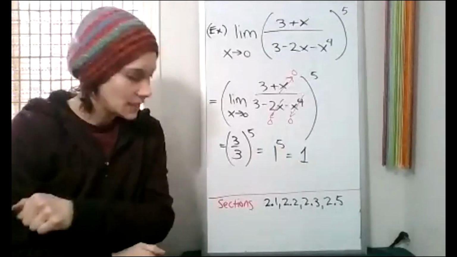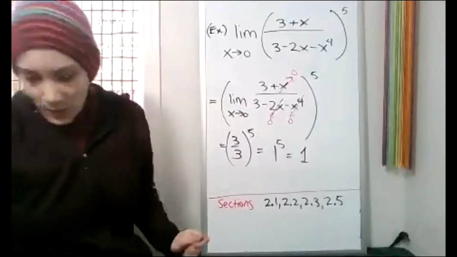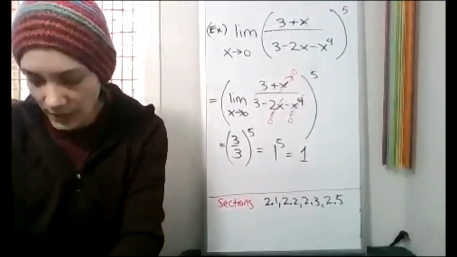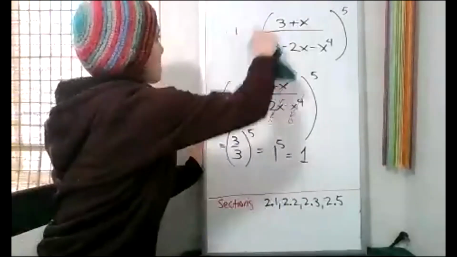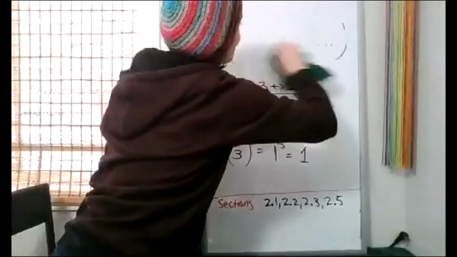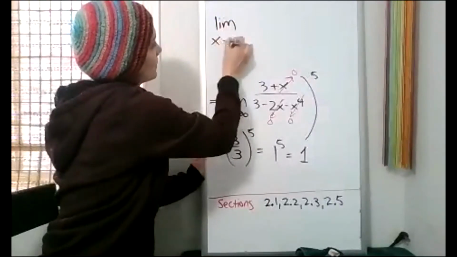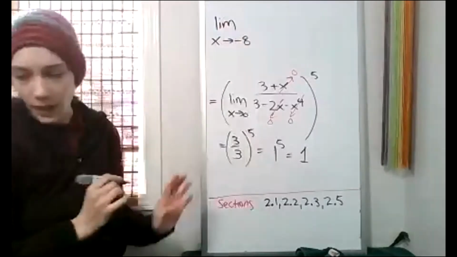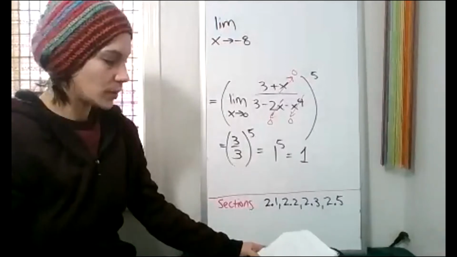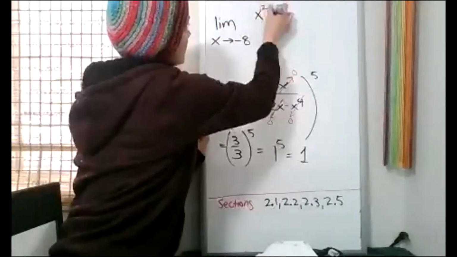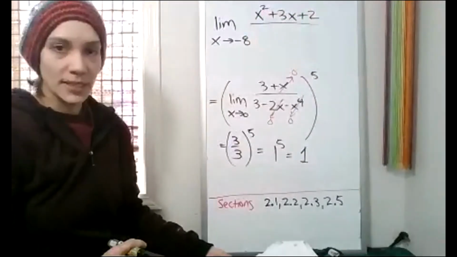Nice. All right, so let's see what else we could do. We've got time. This one is cool. We have another limit. This time x goes to -8. Let's see. x squared plus 3x plus 2 over x squared minus x minus 2.